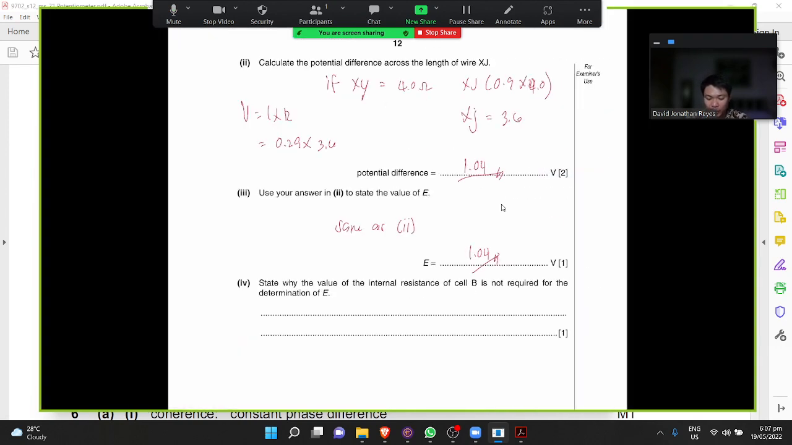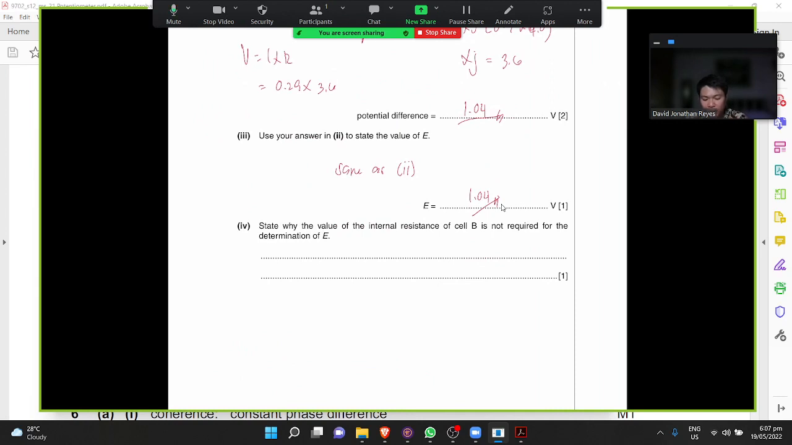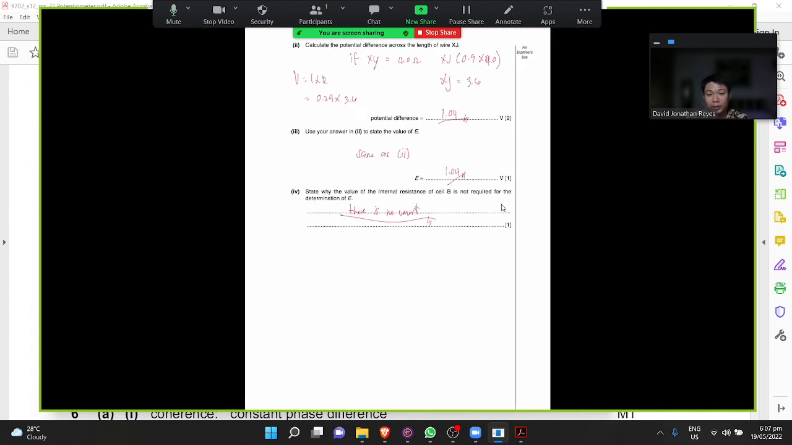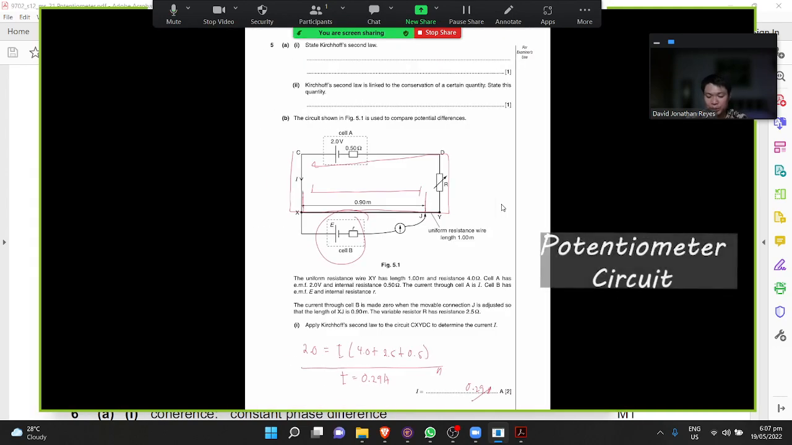Now, the last question is, state why the value of the internal resistance of cell B is not required for the determination of E. It's very simple. The answer is that there's no current. Since there's no current flowing there, it is not important to identify in the first place. That's how you answer the potential divider circuit.